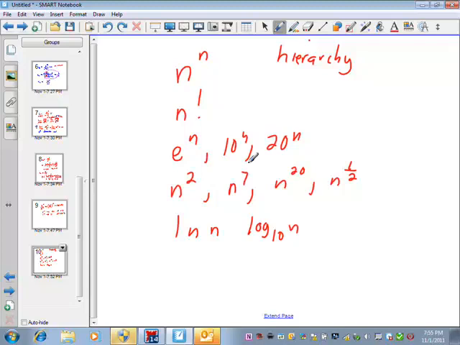I kind of get how you said that 10 to the n and e to the n are kind of equal, because e is just a 2 point something, right? Yeah, it's just a number. That's exactly right.